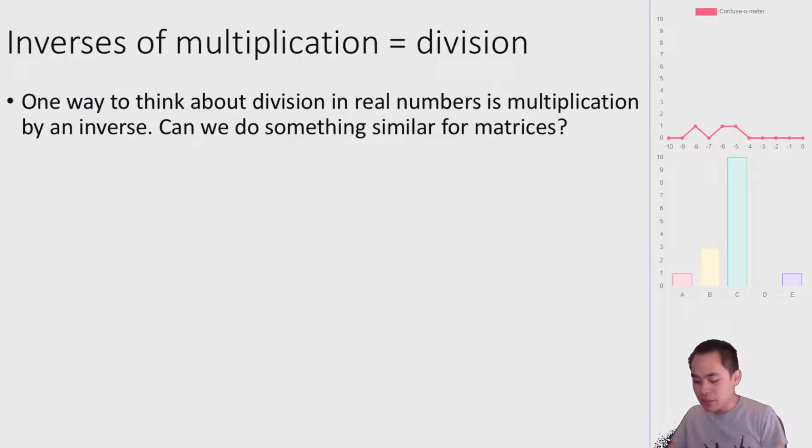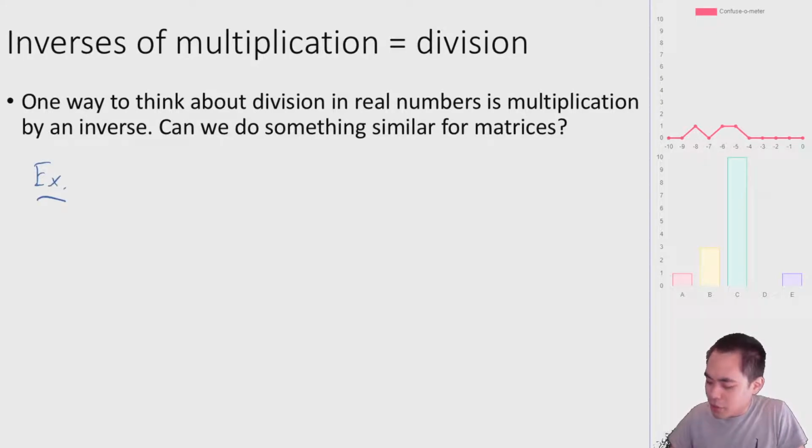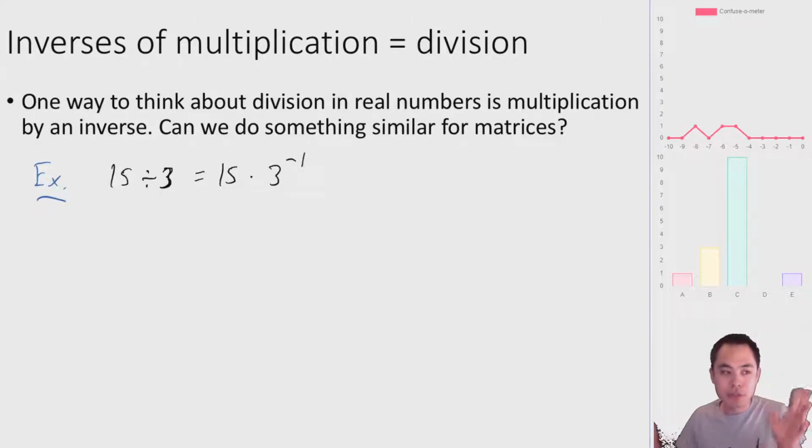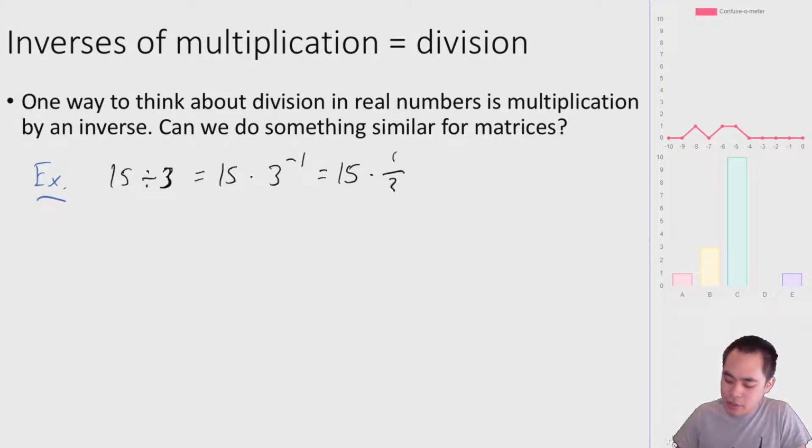Again, let's go to the real numbers and think about what we mean here. One way to think about division in real numbers is multiplication by an inverse. Let's give an example of that. This is all basic grade school math. 15 divided by 3 is equal to 15 times the inverse of 3, the reciprocal, which is equal to 15 times 1/3, which is equal to 5. But now, can we do something similar for matrices?